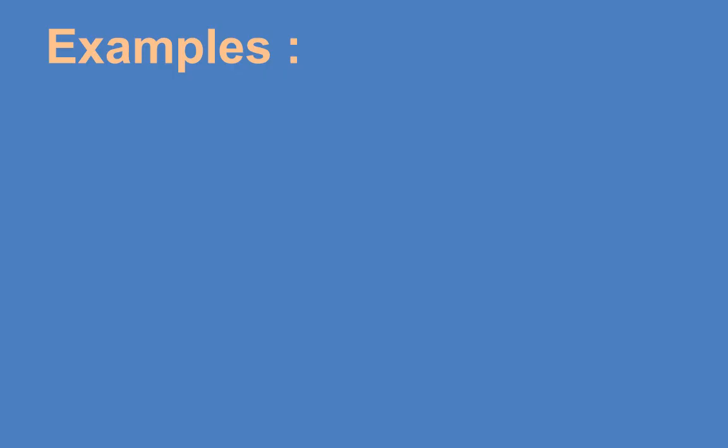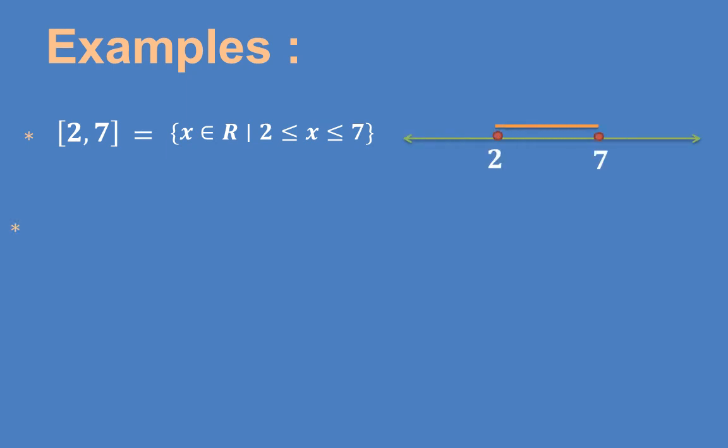Let us take some examples. The closed interval [2, 7] includes the two numbers 2 and 7, and all numbers from 2 to 7. And we can represent this interval on the real numbers line as follows. While the half-open interval [-1, 1) includes -1 but not 1, and includes all numbers between them.